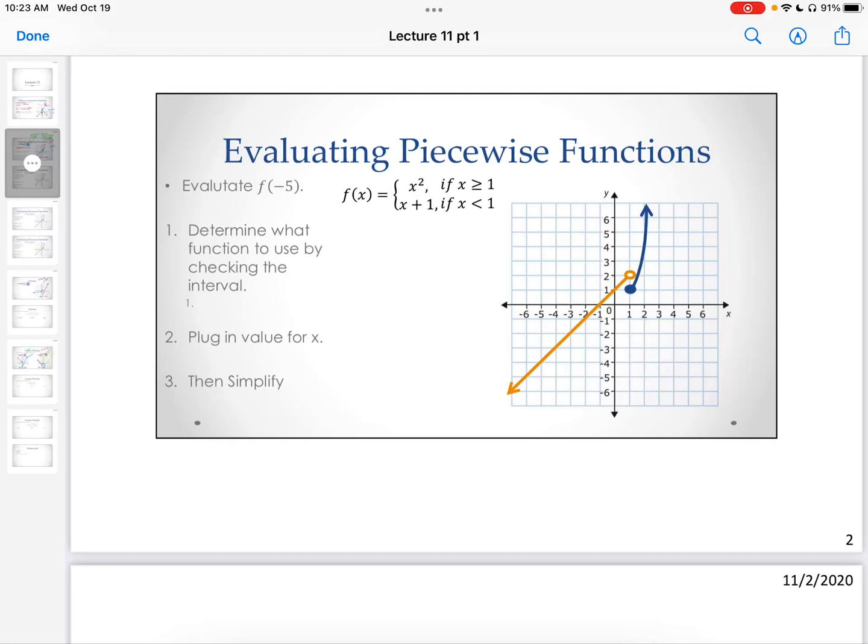Okay, now the last thing we're going to do is evaluating piecewise functions, and we're going to do this in two ways. Because what you're going to do on your test is you're going to graph one of these piecewise functions, and then after you graph it, you're also going to evaluate it for a specific value. So there are two ways that you can do this.